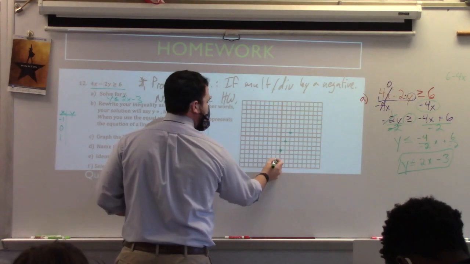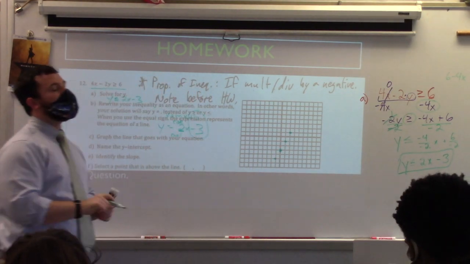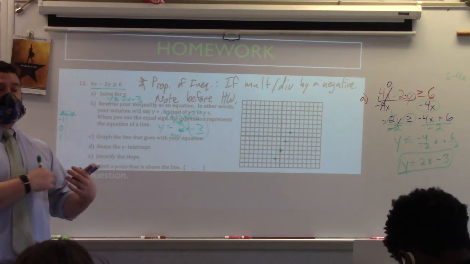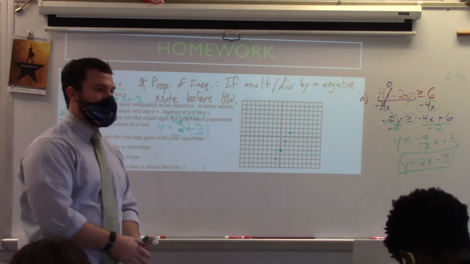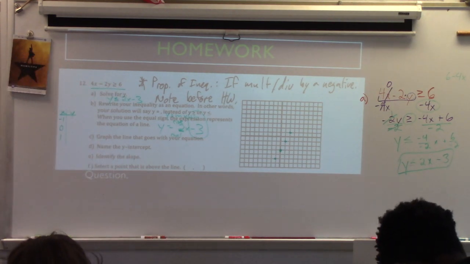Up 2 and over 1. To the right. Don't say over, because could over mean right or left? Yes. So you want to say to the right one or to the left one. No, it's not your fault. I just want you to be aware of that idea because otherwise it'll mess you up.